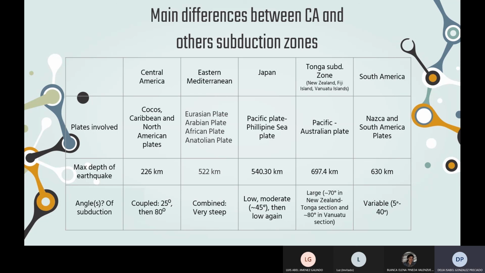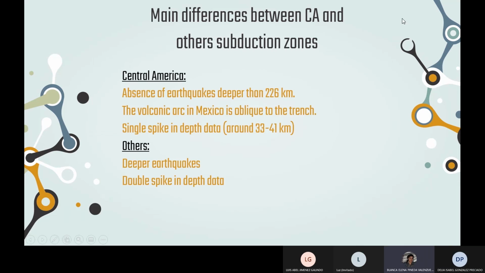And in the other subduction zones, we have from very shallow, like the Eastern Mediterranean, and even very large angles. For example, the Tonga subduction zone with around 70 to 80 degrees. And for example, in South America and in the Japan subduction zone, we have from low to moderate, and it's very variable. The main difference between Central America and the other subduction zones can be stated as follows.